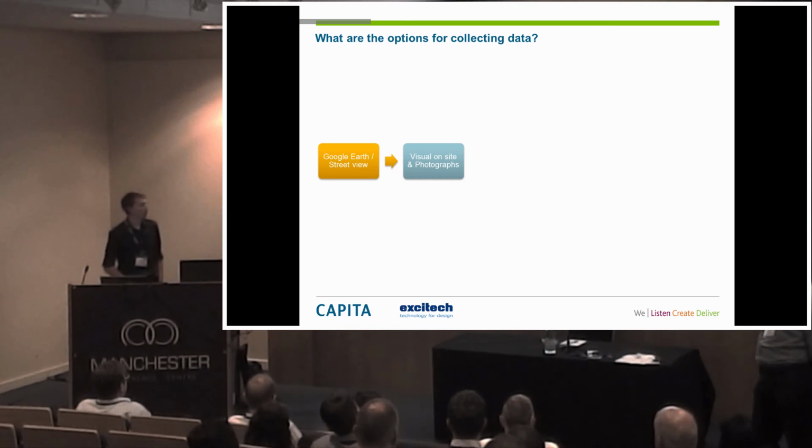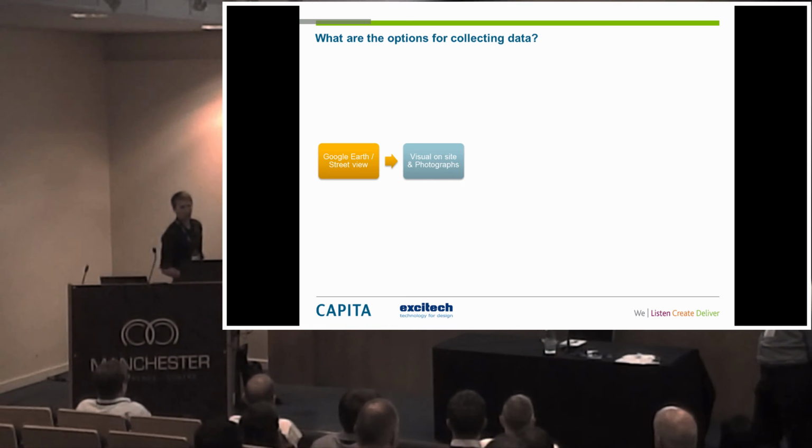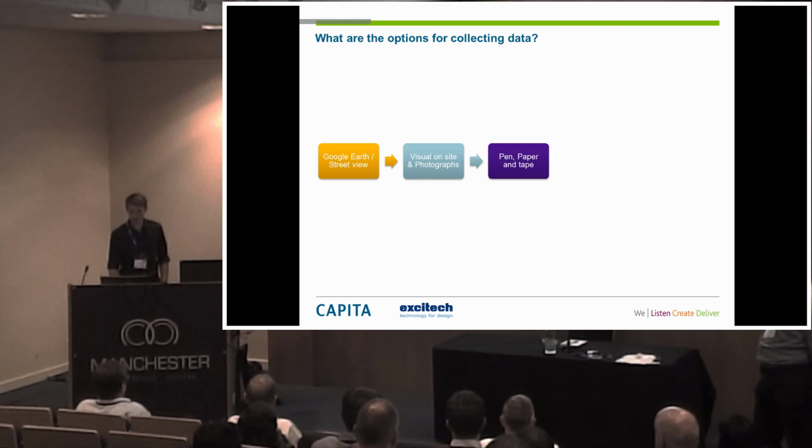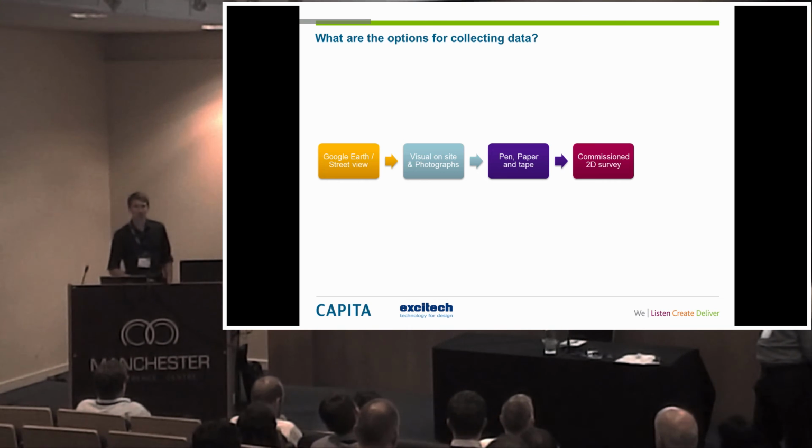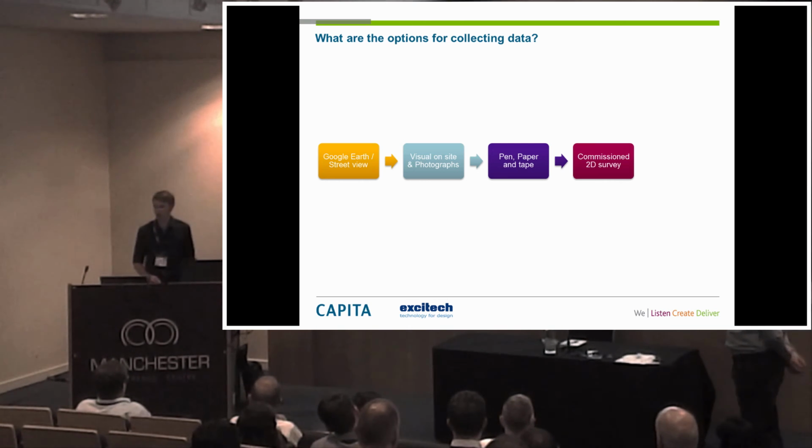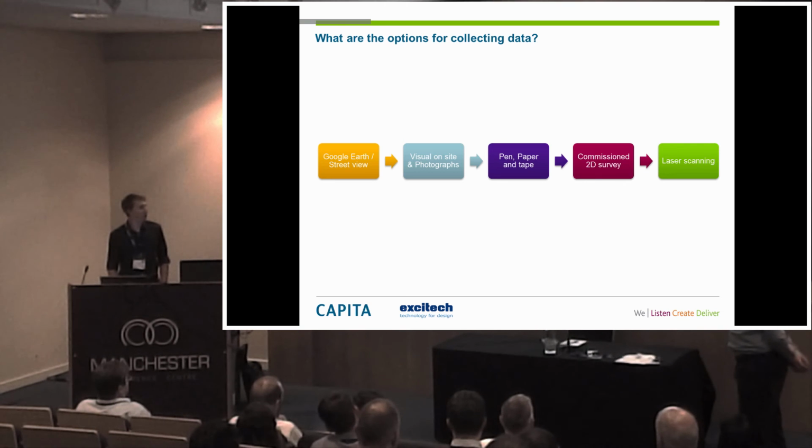Next along, we go to visual on-site photographs, inspection, have a walk around, see what's there, you get a bit more information. We can then go to site ourselves with pen, paper, tapes, distos, whatever you want to use, to measure stuff up. Then the next stage is to commission a 2D survey, or we've got the option of laser scanning.